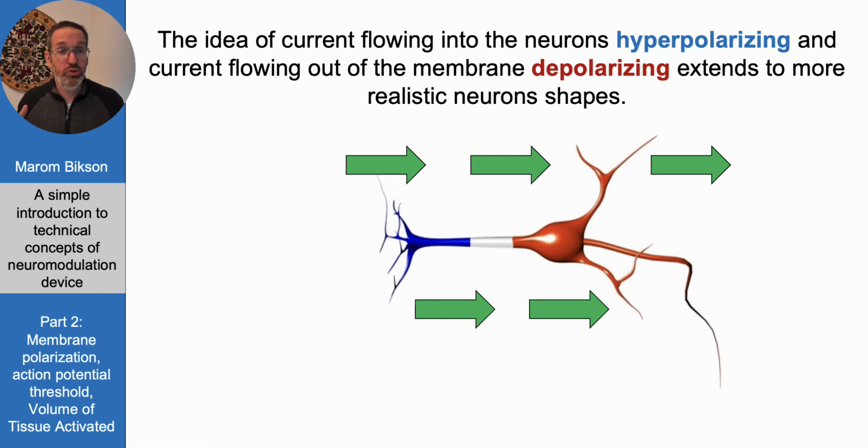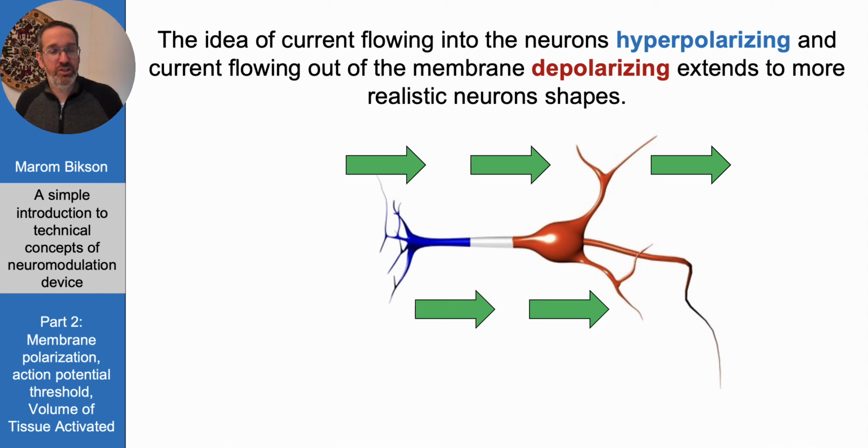And I've shown that for a tube, but this idea applies for all neurons, all realistically shaped neurons. I mean, this is still a drawing, but you get the idea. You have now one side of the cell blue that is being hyperpolarized. That's where current is flowing into the cell. And we have the other side of the cell, including the soma and the axon, where the cell is being depolarized. That's where current is flowing out of the cell.